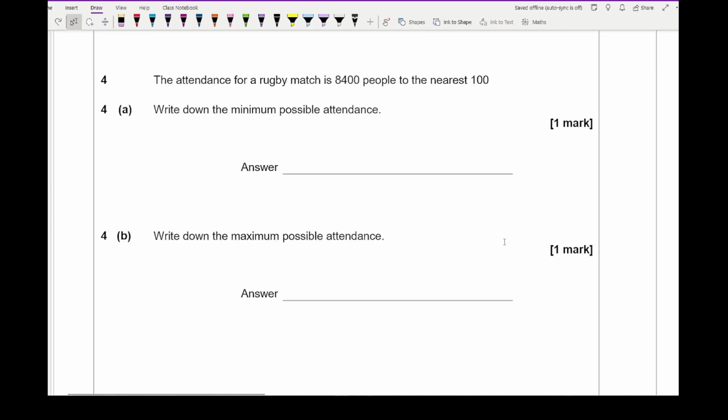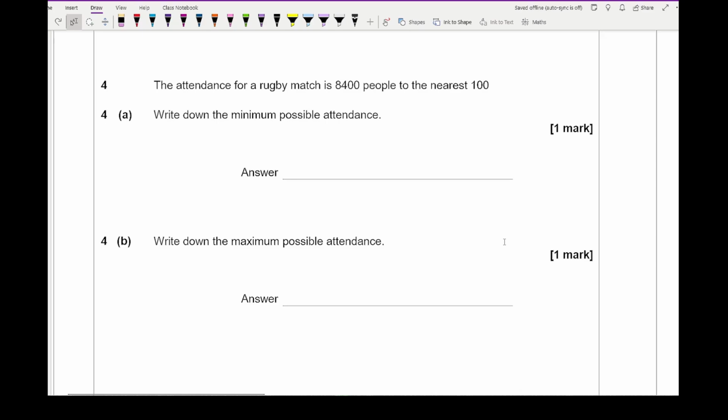It then says for question 4, the attendance for a rugby match is 8,400 people to the nearest 100. Write down the minimum possible attendance. Looking at upper and lower bounds, what we need to do is halve the rounding error. So that's going to be plus or minus 50, and so the boundary is going to be 8,400 plus or minus 50.